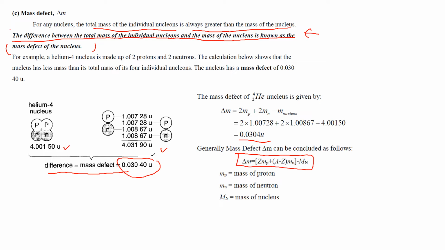Generally, the mass defect delta M can be concluded as this equation: delta M is equal to proton number times the mass of proton, plus nucleon number minus the proton number times the mass of neutron, minus the mass of the nucleus. According to this equation, you can find the mass defect for the individual nucleons and the mass of the nucleus. So just follow this equation.